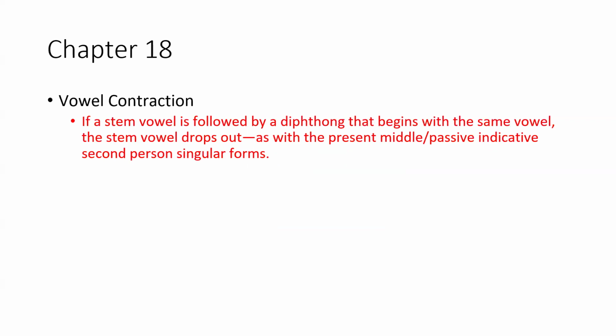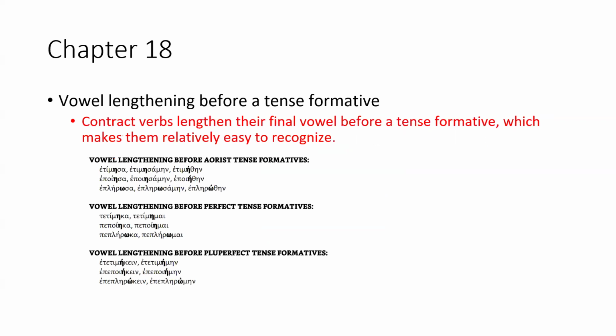Vowel contraction: if a stem vowel is followed by a diphthong that begins with the same vowel, the stem vowel drops out, as with the present, middle, passive, indicative, second person, singular forms. So vowel lengthening before a tense formative. Contract verbs lengthen their final vowel before a tense formative, which makes them relatively easy to recognize.